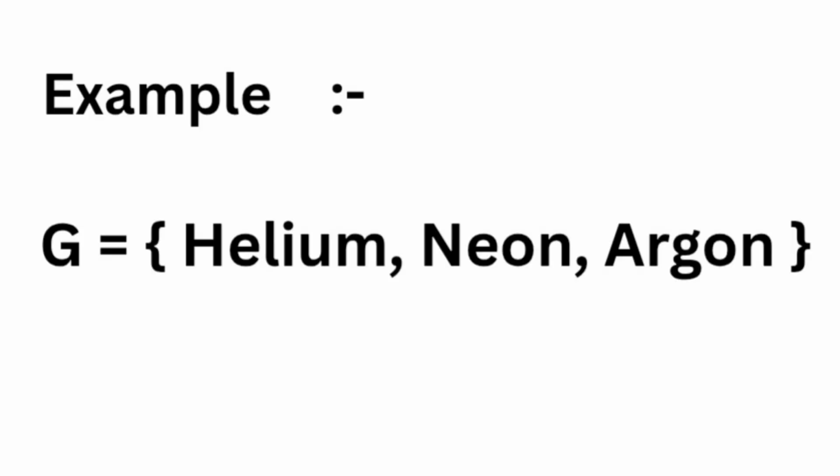A set is a well-defined collection of distinct objects called elements, which can be anything: numbers, letters, objects, or even other sets. In science, we often group things with shared characteristics. A set is simply a collection of these distinct objects, which we call elements. We use curly brackets to list elements. Example: if we have a set of noble gases, we may write G = {helium, neon, argon}.